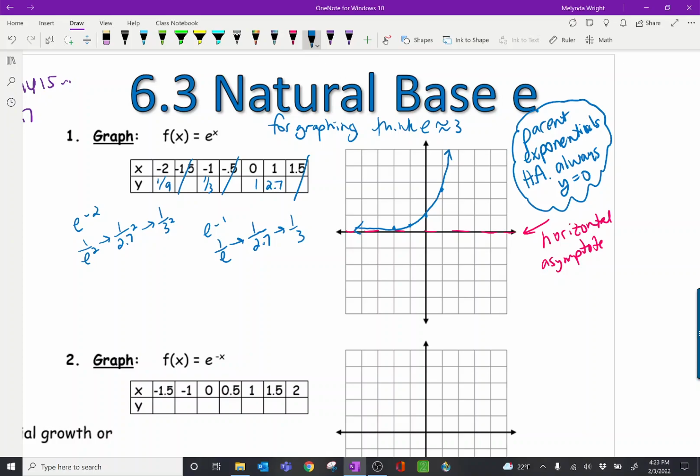Okay, so looking at the graph, as we read it from left to right, it's getting bigger and bigger. So looking at the graph, hopefully we can tell that this is a growth. This is exponential growth. If we looked at the equation, we could also tell that it's exponential growth because the number in front of the x is positive. So yes, that's exponential growth. We could tell two ways because we graphed it.